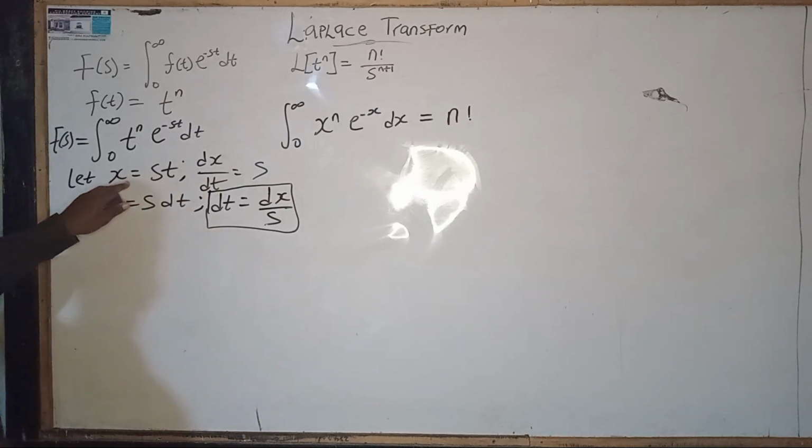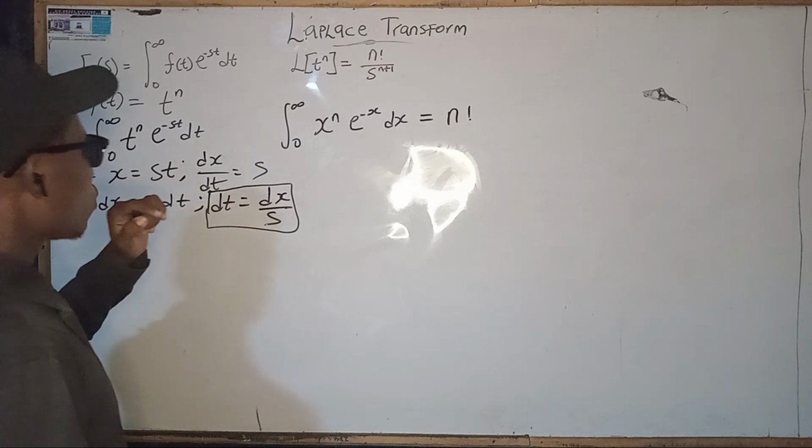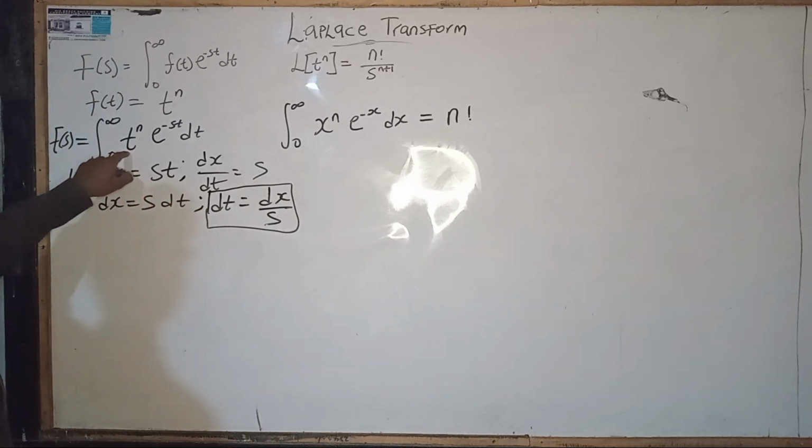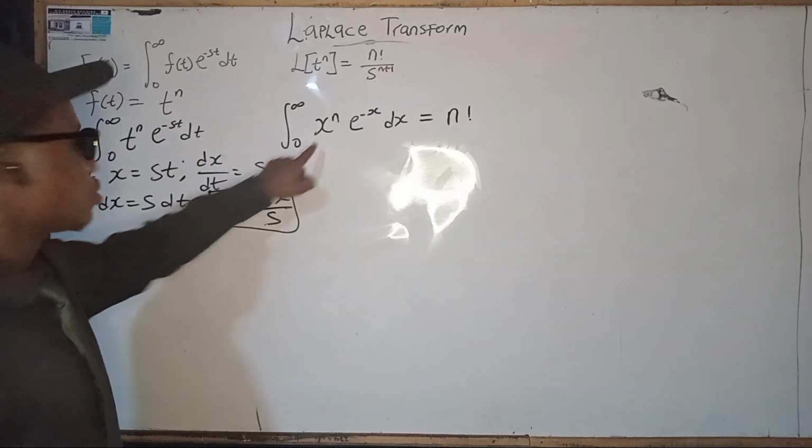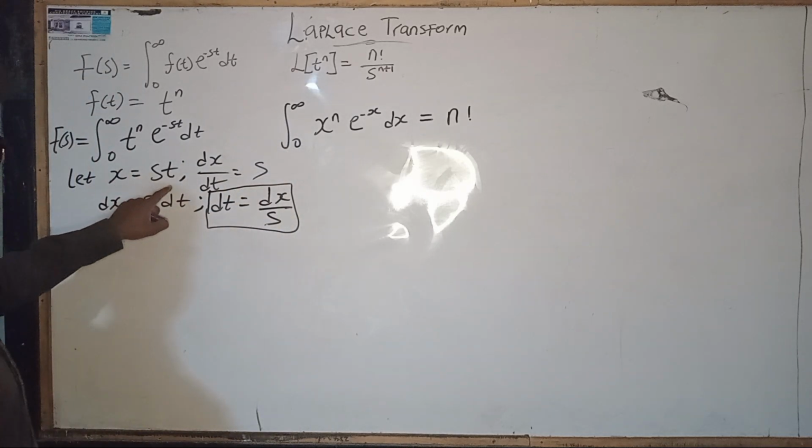So now we input our x equals st, but we also have a value of t here. We need to change it to x. So that means this t equals to x over s.